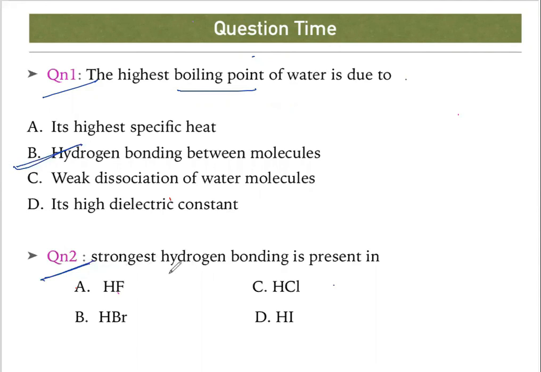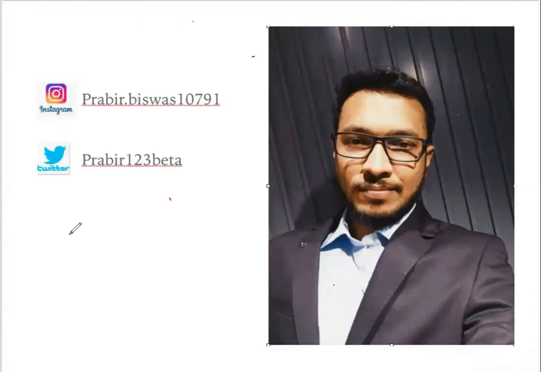Question number 2: the strongest hydrogen bonding is present in HF. Why? Because fluorine is more electronegative, so it is going to attract the other atom strongly. I think you must have got a few ideas about hydrogen bonding, coordinate bonding, and van der Waals force of attraction.